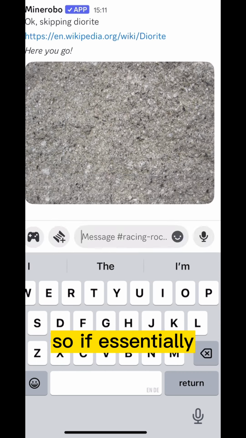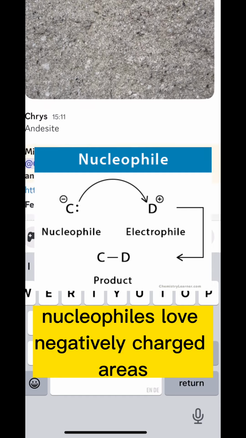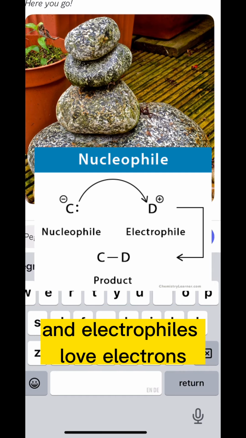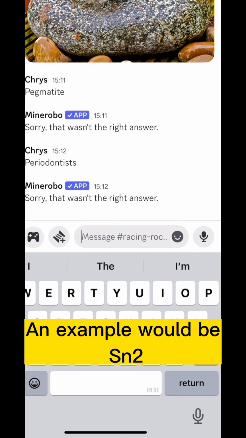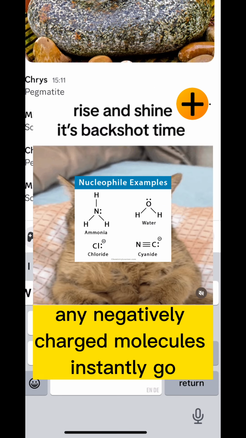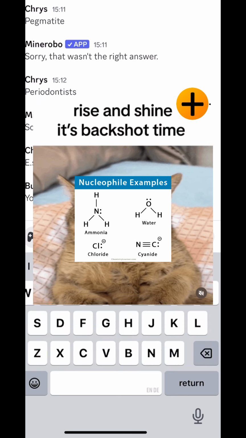Next is a nucleophilic attack. So essentially, nucleophiles love positively charged areas, like the nucleus of an atom, and electrophiles love electrons. And they simply like opposite areas: positive areas like negative areas and vice versa. For example, in SN2, any negatively charged molecule should instantly go attack a partially positive location of a molecule and then cause a reaction to occur.